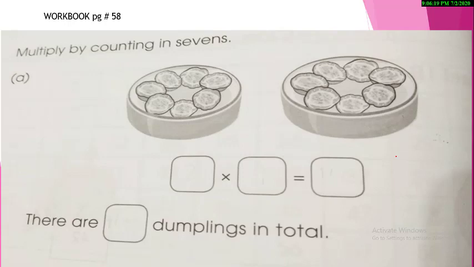Okay, now let's move on. Your next page, take out your workbook page number 58. And the question is very interesting. The question gives you a complete idea: multiply by counting in sevens. It means you are going to use only the 7 times table in these 2 pages. So this is very easy. Let's read the question. After reading the questions, let's start counting.